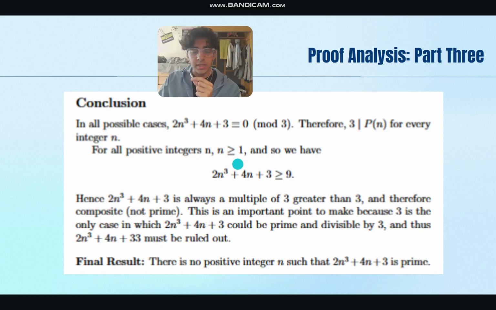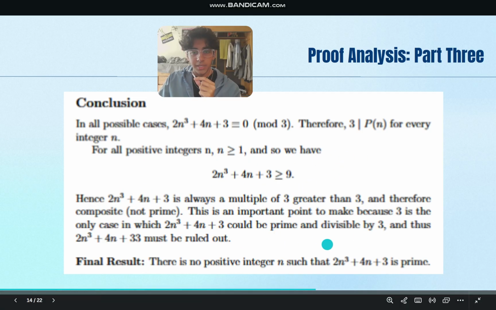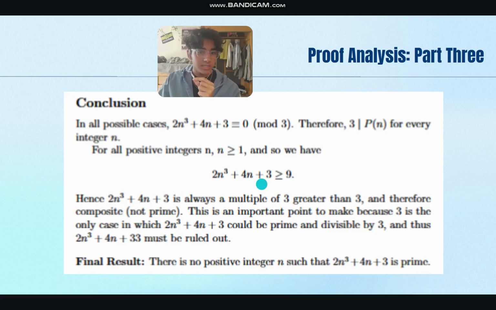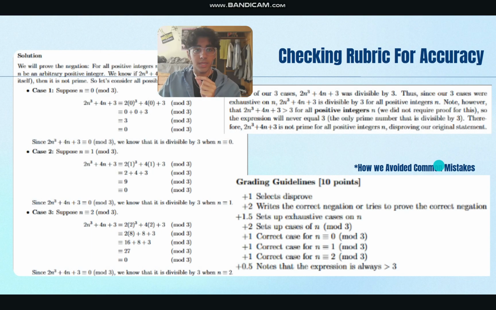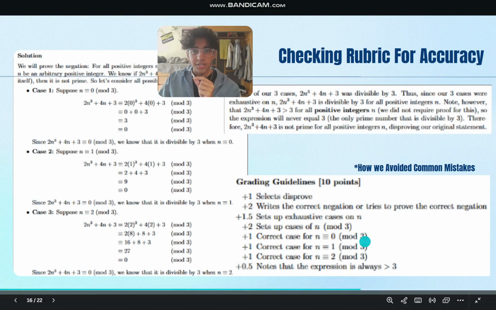So it's really key that once we go through our domain of all positive integers, we can even start with 1 and see that this value is always going to be greater than or equal to 9. And thus we have that this number is not 3. And that ends up actually finishing our proof because we now have the idea that this number is always going to be a non-prime number that is divisible by 3. And then we have our solution. It checks all of the grading guidelines.